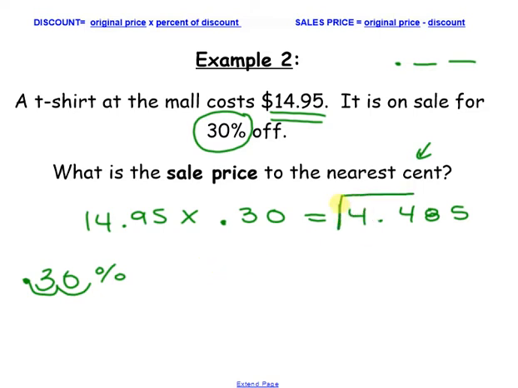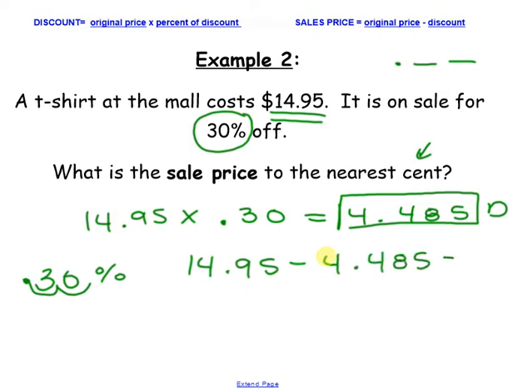Okay, so I'm going to box this off because this was our discount. So he's going to get $4.485 off. Now we have 14.95 minus 4.485. Put that into your calculator. Tell me what you get. Okay, you should have gotten 10.465. Now, this is going to be our final sale price.